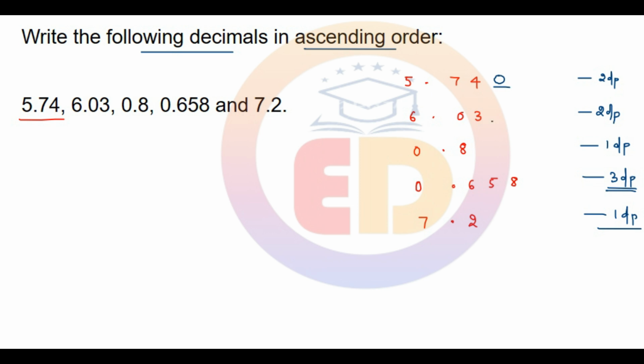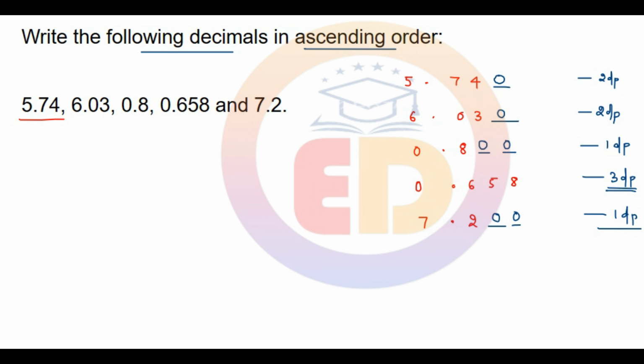6.03 has 2 decimal place, place a 0 on the right side of 3, it also has now 3 decimal place. 0.8 has 1 decimal place, so I have to write down 2 zeros on its right side to give it 3 decimal place. 0.658 is already 3 decimal places, so I don't have to write anything. 7.2 has 1 decimal place, so I will write 2 zeros on the right side of 2 to make it 3 decimal place. Now all the numbers are having the same decimal place, so they are now like decimals.